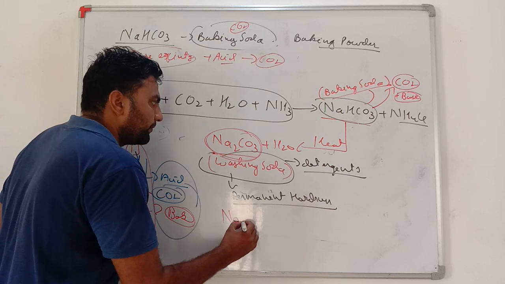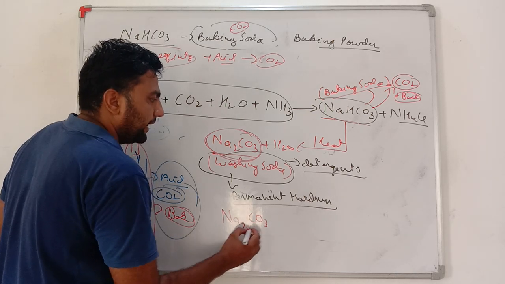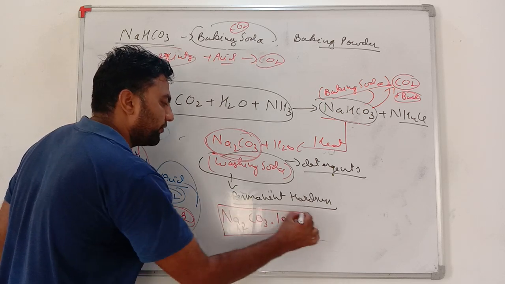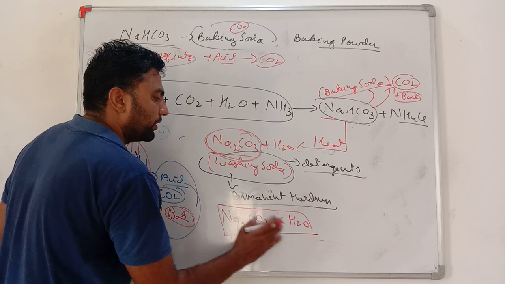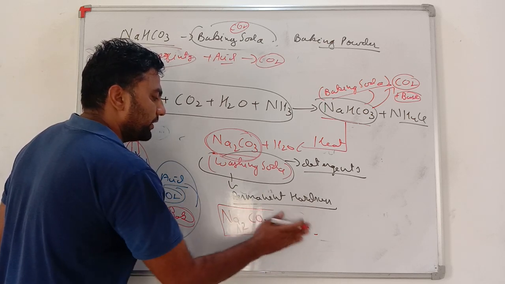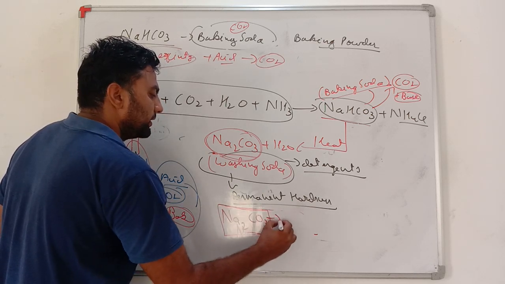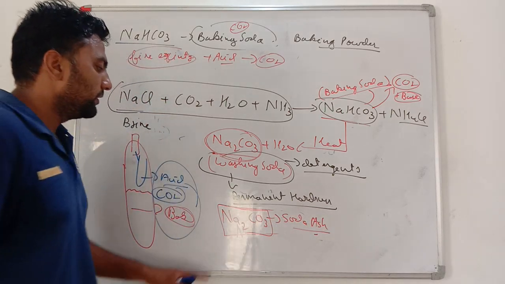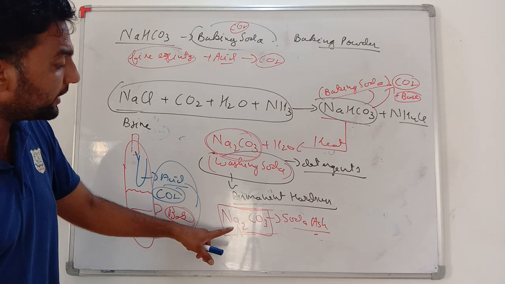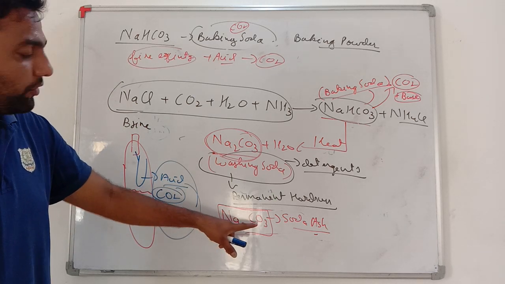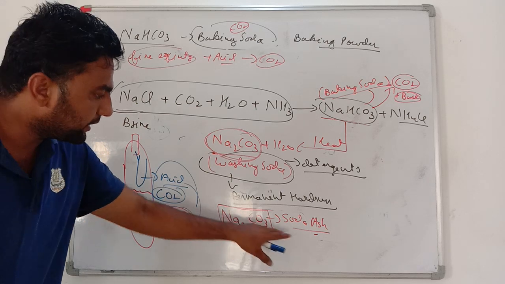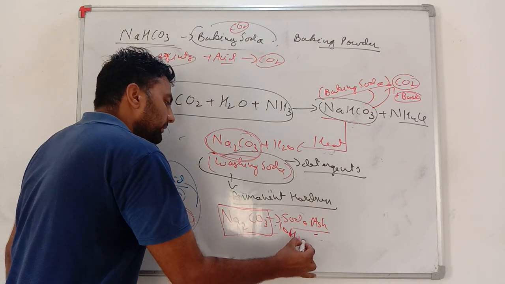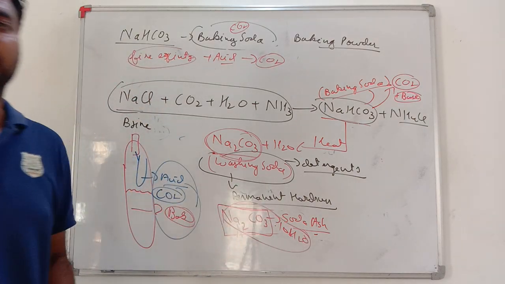The original formula of washing soda is Na2CO3 dot 10H2O. This is the original formula. But if we heat it, this water evaporates and goes away, and you get Na2CO3. This is known as soda ash. This is an anhydrous salt, okay, not anhydrous metal carbonate. Originally with 10H2O, it is washing soda.